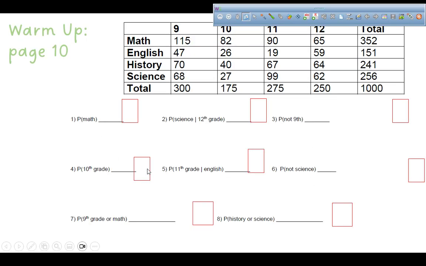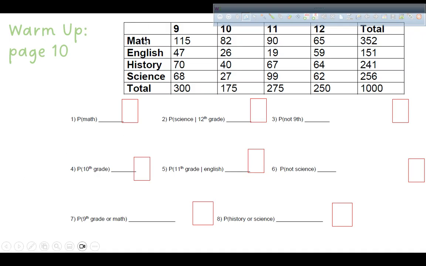So the first one, probability of math. Anytime that you have a probability like this without the given line, so the line in the middle, so numbers 2 and 5 have the given line, okay? Anytime the given line's not there, your denominator, at least at the start, is going to be the bottom right-hand corner number. So the denominator for 1, 3, 4, 6, 7, and 8 all have a denominator of 1,000. The only one that has a different denominator is 2 and 5. All right, so at least it's going to start off with 1,000.